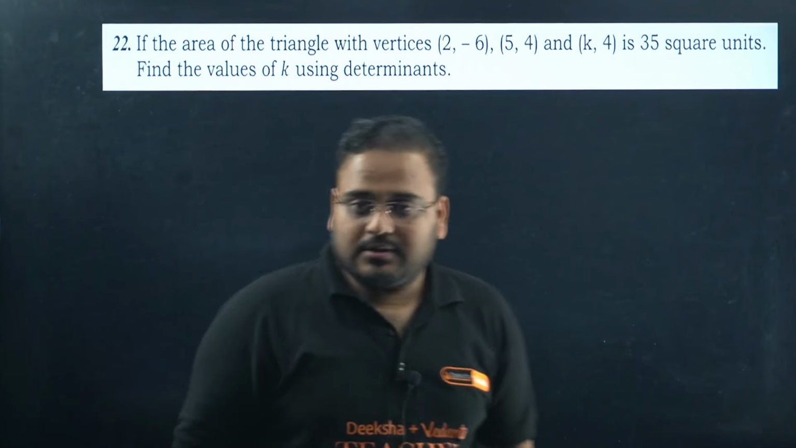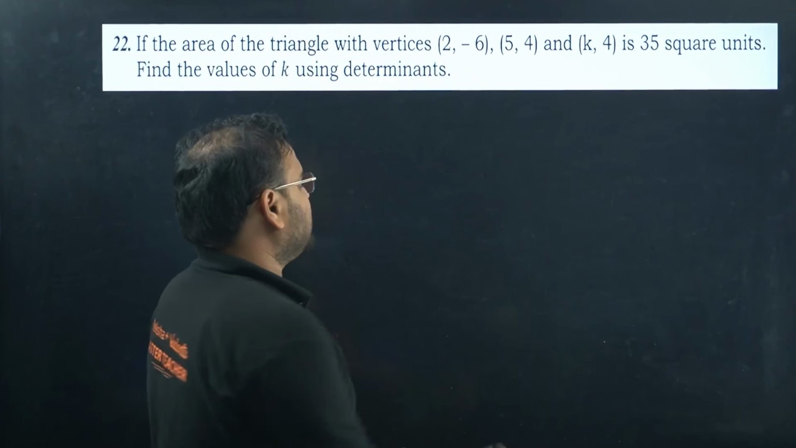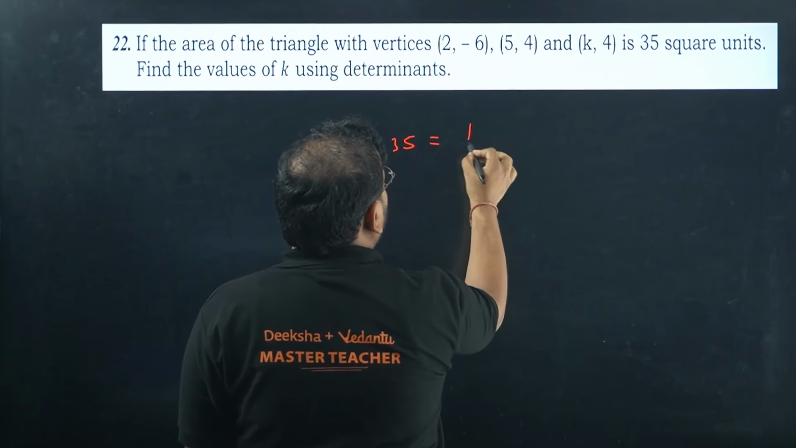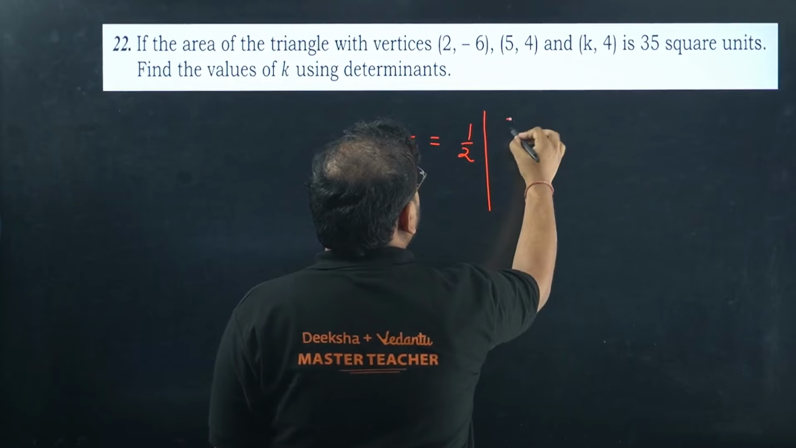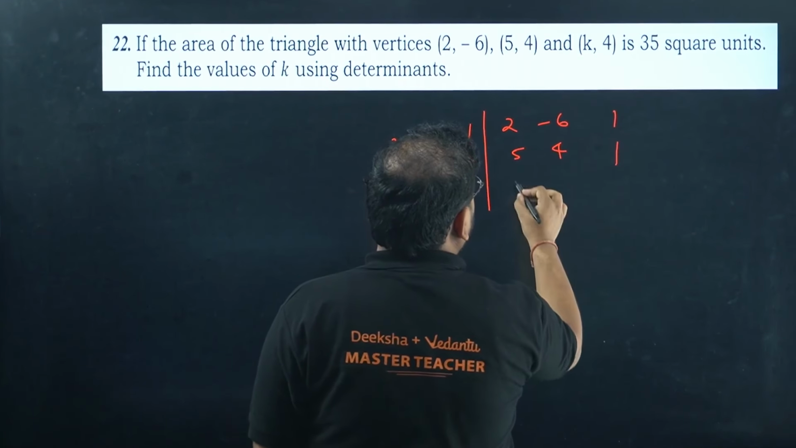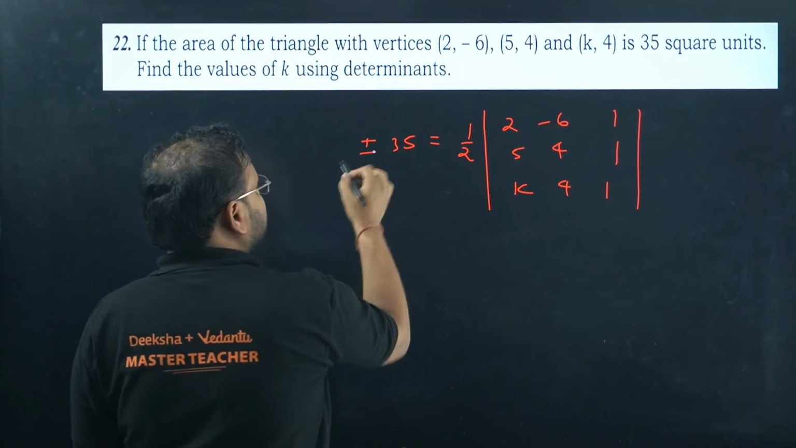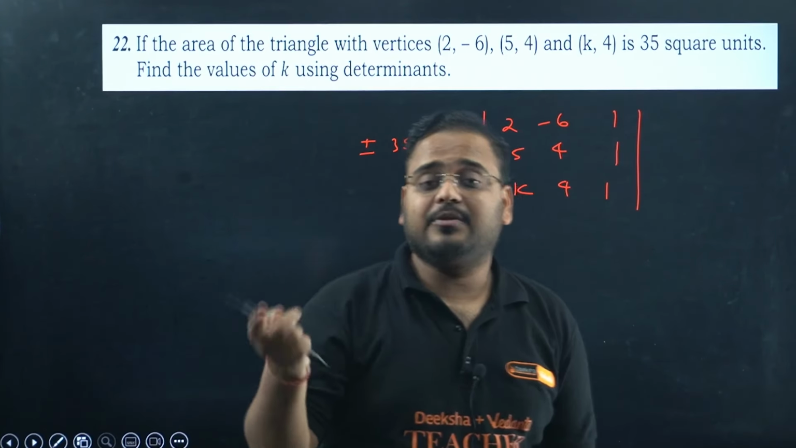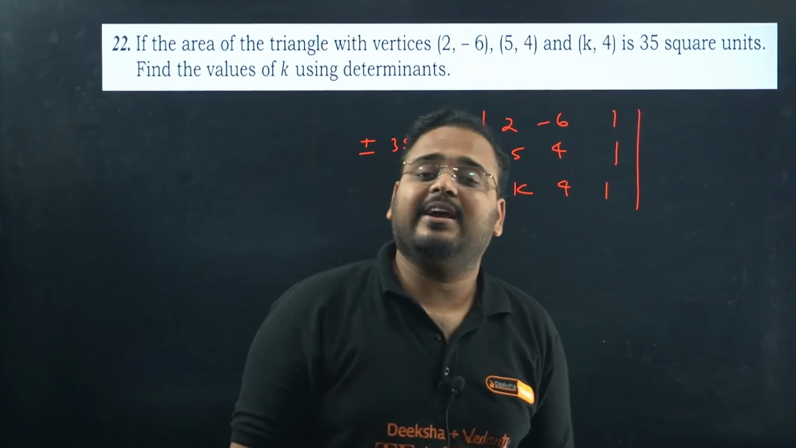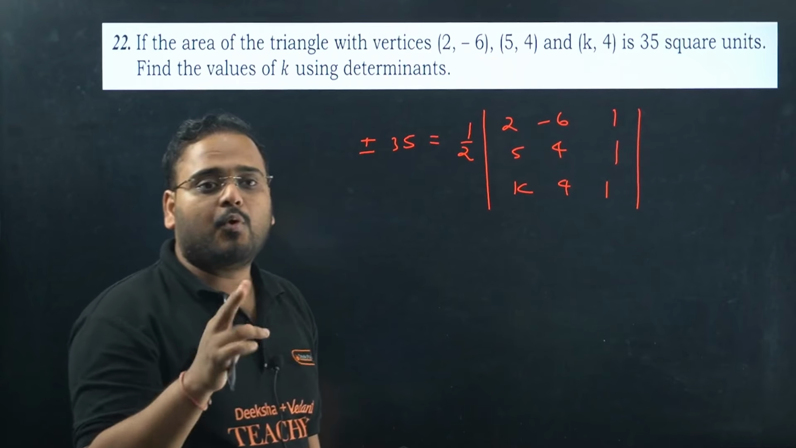If the vertices of a triangle are given and the area is 35, find the value of k using determinants. Area of triangle means 35, 1 by 2 times the determinant with rows 2, minus 6, 1; 5, 4, 1; and k, 4, 1. When we take area, we have to take both plus and minus sign, because even if it was coming as minus 35, I must have taken it as 35 because it is area. So when I'm going back to the calculation, I have to take both assumptions.